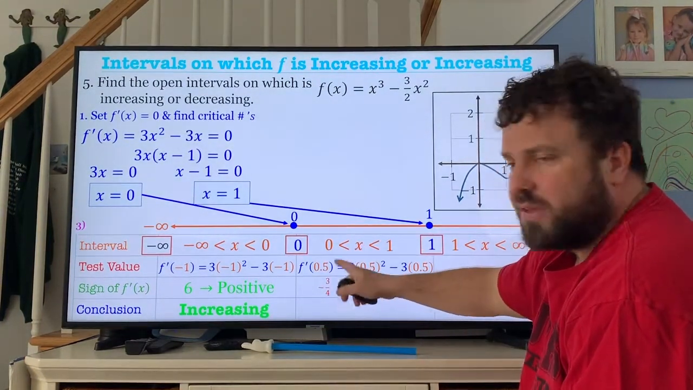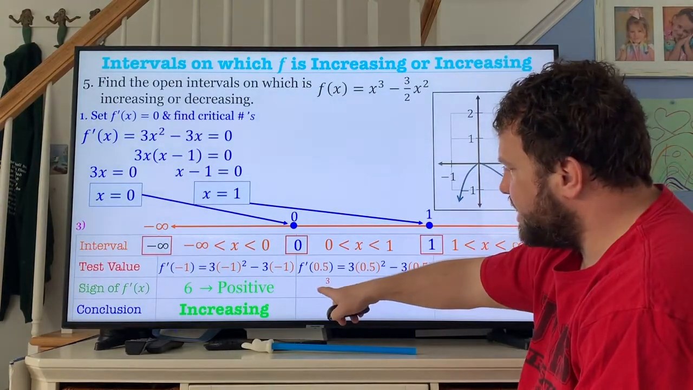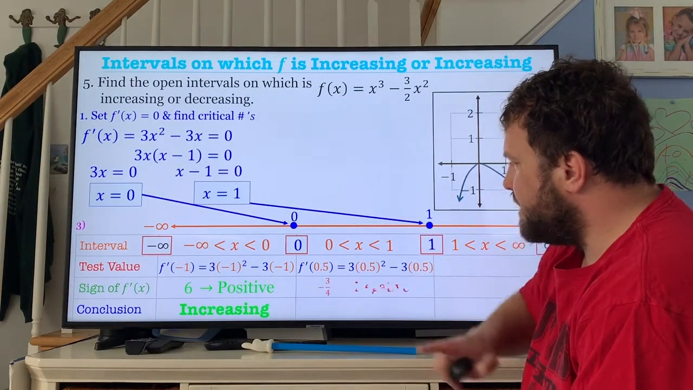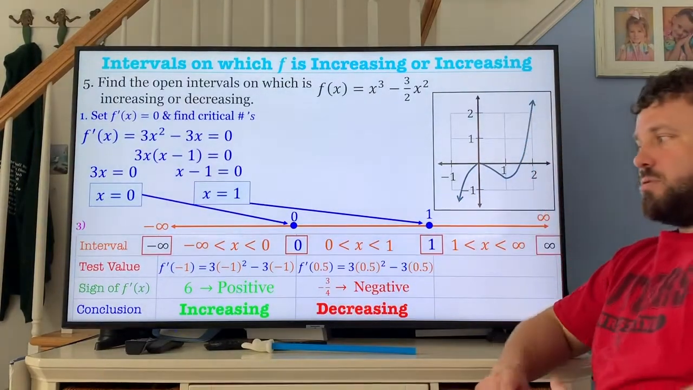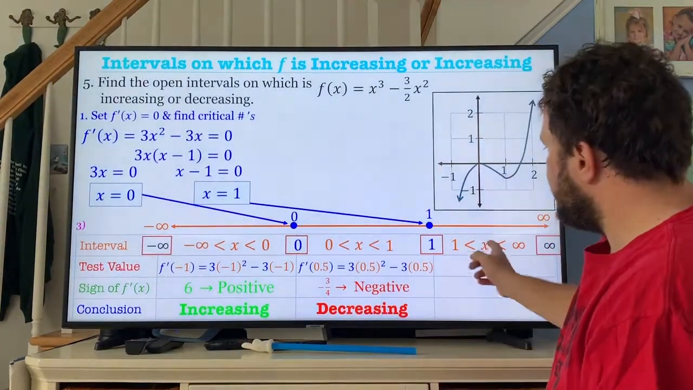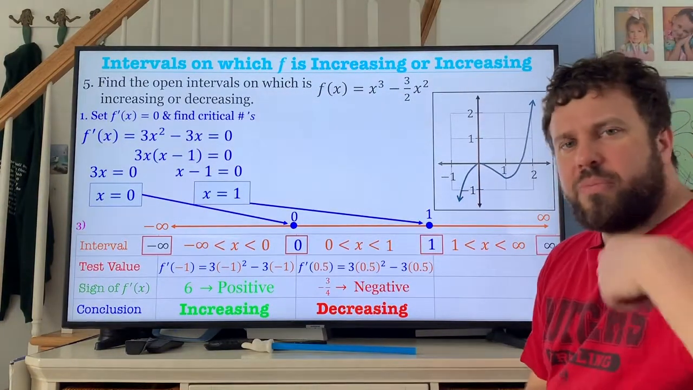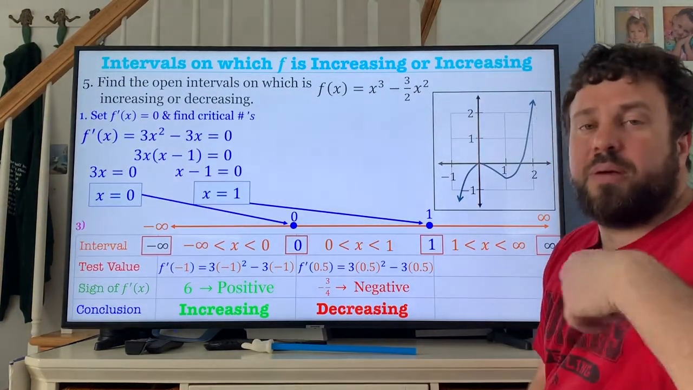The number itself doesn't matter. What matters is the negative sign. Negative signs are not increasing but decreasing answers. Alright? Last one. 1 and infinity. You could pick whatever you want. You could pick 1,000,000,000 if you want.